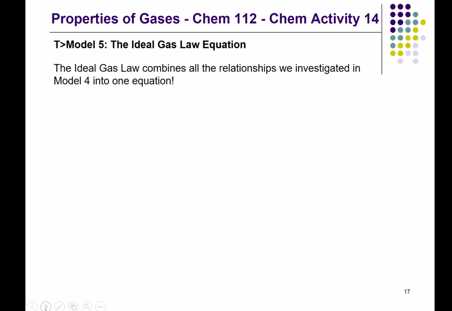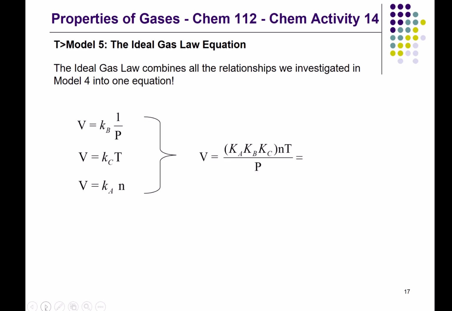So let's review in a sense. We saw that volume is inversely proportional to pressure. We saw that volume is directly proportional to temperature. And we also saw that volume is directly proportional to the amount. Now, if we combine all of these, we can put all of these into one equation. And we'll combine all of those constants. So we got volume is equal to all those constants times the amount times temperature divided by pressure.